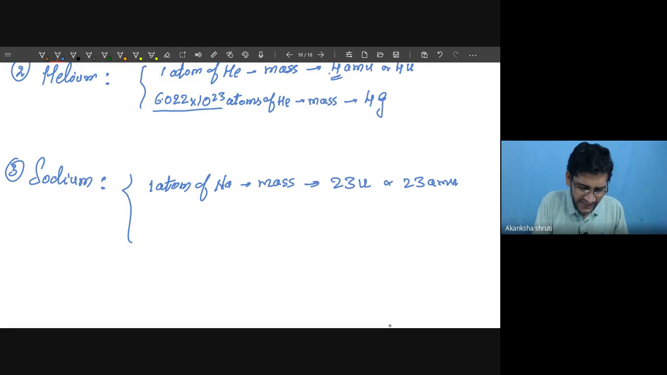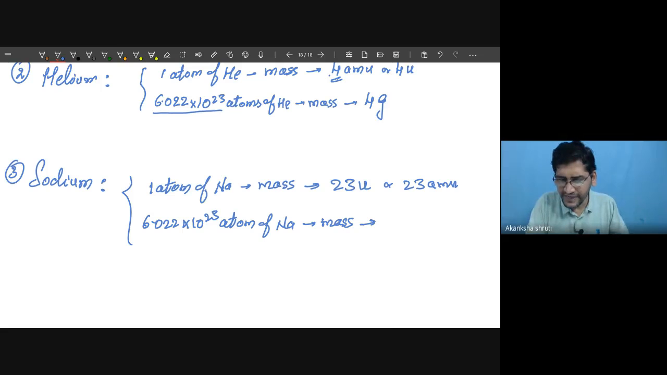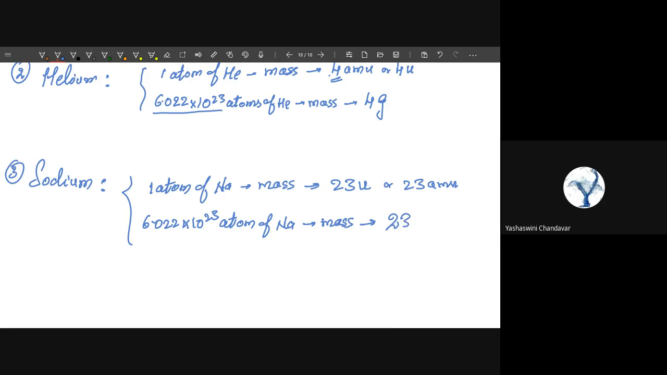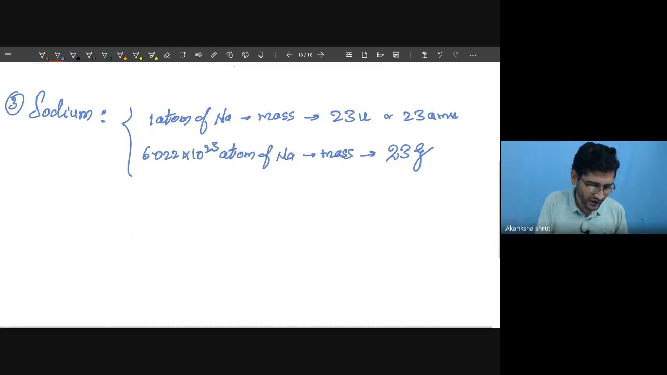But if you are taking 6.022 into 10 to the power 23 atoms of sodium, then its mass will be how much, student? Can anyone tell me? Yes, 23 gram only. Okay, 23 gram. Only the unit is replaced. Okay, let me take one more for your understanding.